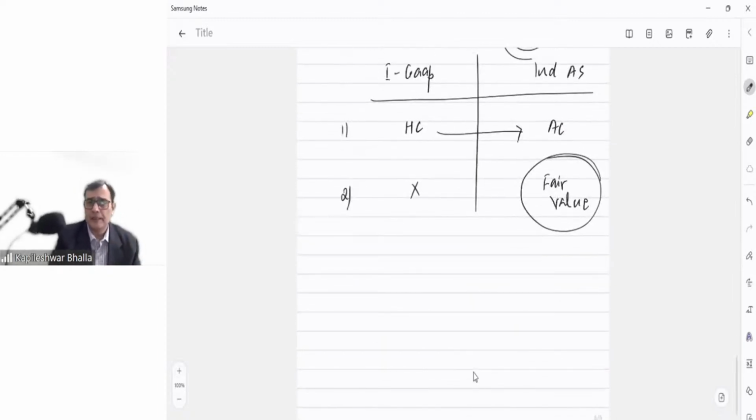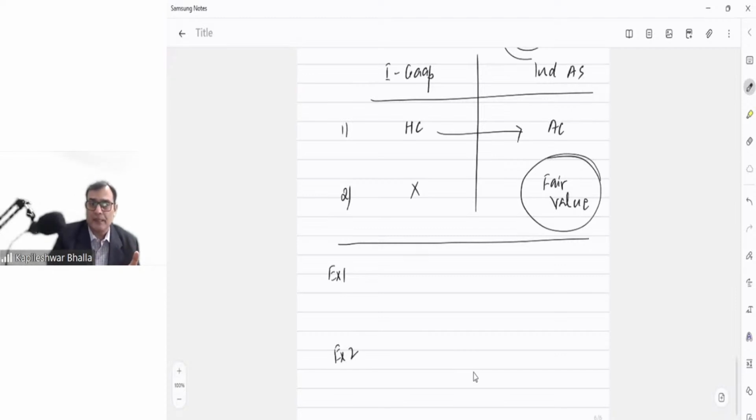Now, let me give you some example to understand the concept of fair value. And this is again going to be linked to your financial management concepts, what you've done. Now let's have a look. I'm taking two examples, number one and number two. Now I'm looking at an investor's point of view.